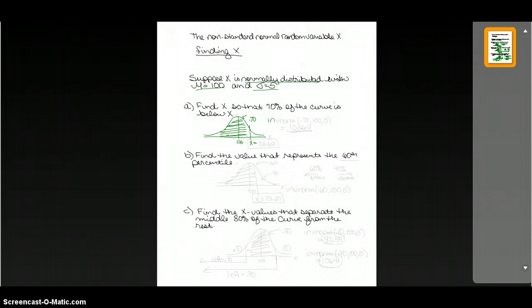So it's the same thing we did in our other pencast with standard normal. This is an inverse norm procedure. The area to the left is 0.7. The mean is 100. The standard deviation is 5. Exactly as we did with our standard normal. So we want inverse norm, 0.7, 100, and 5. And we get a value of 102.62.